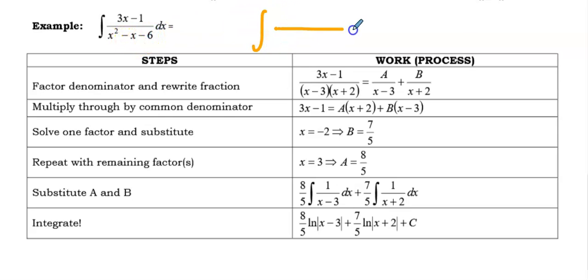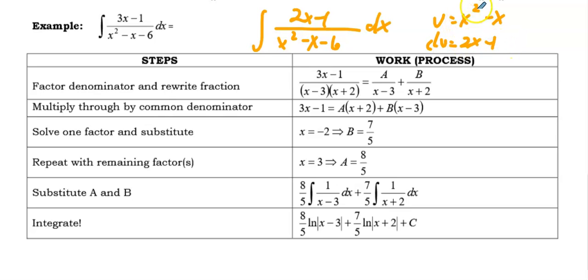If I ask you to integrate this function, this is a u-sub problem that ends up being a natural log. So you want to try other things, u-sub, natural logs, before you get to partial decomposition. You can see that if I make u equal to x squared minus x minus 6, then my derivative is going to be 2x minus 1 dx, and so you have a natural log problem.